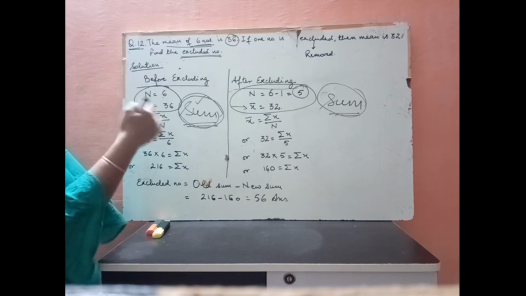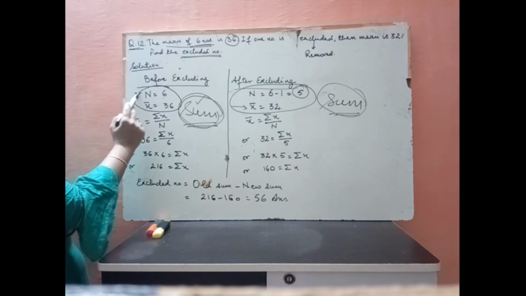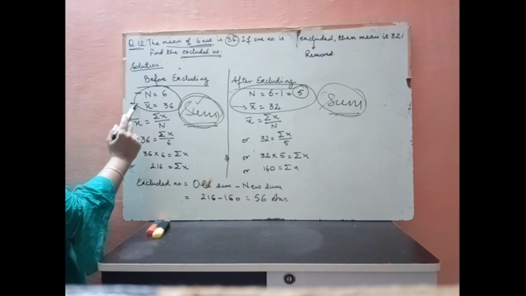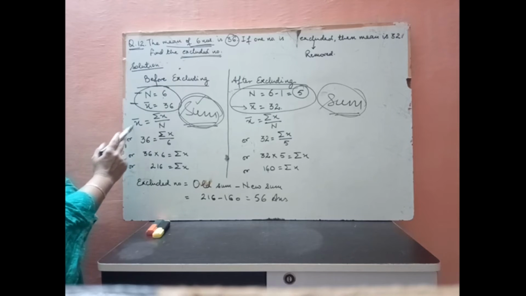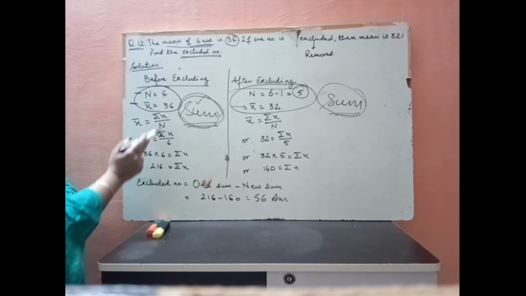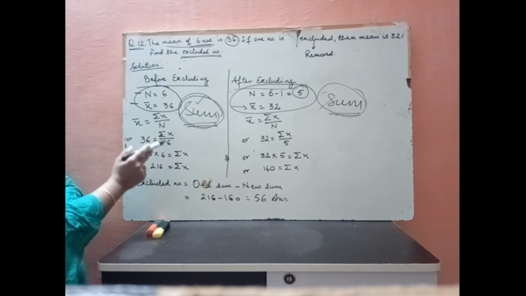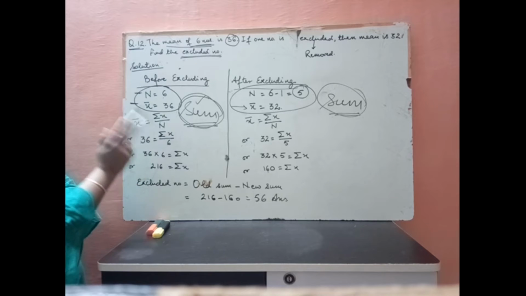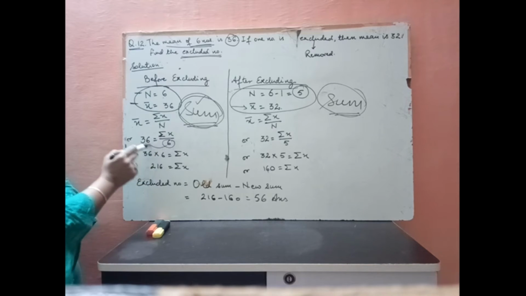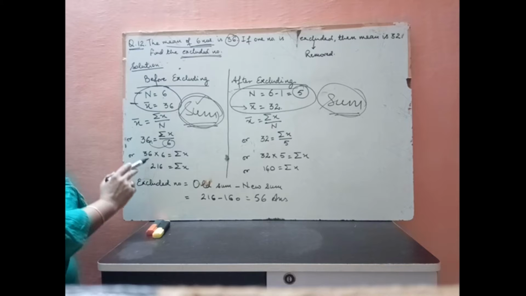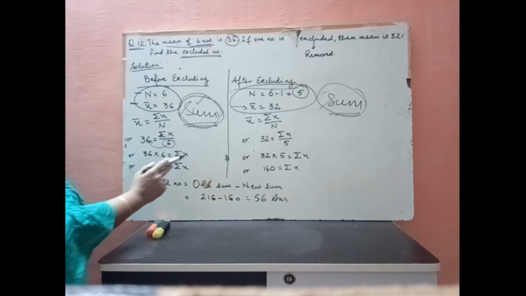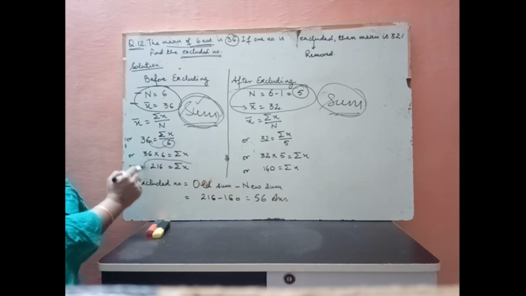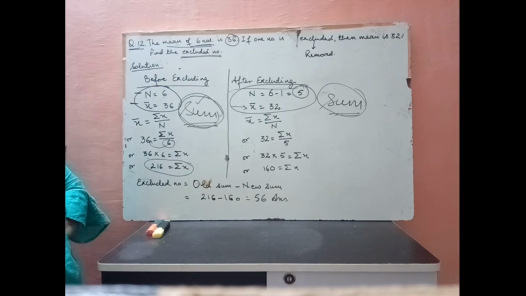So let's come back to our question. The number of observations is 6. Mean is 36. We know x bar is equal to sigma x by n. So x bar is 36. Sigma x will remain sigma x because we don't know its value, and n is equal to 6. So in place of n, we will write 6. This 6 will come to this side and it will be multiplied. So 36 multiplied by 6 is equal to sigma x. That means the sum on this side is 260.